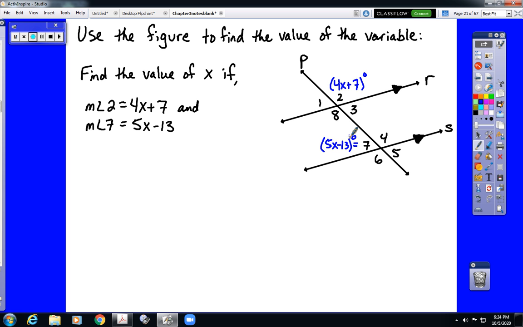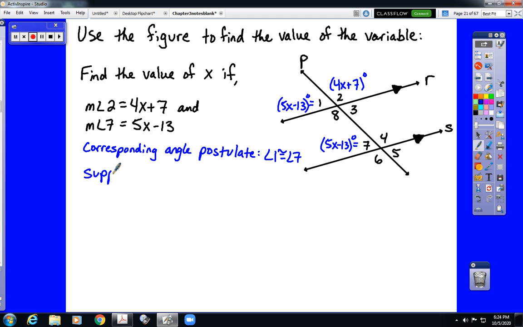Now 2 and 7 do not have any direct relationship with each other. However, the corresponding angle postulate says that since R is parallel to S, angle 1 is congruent to angle 7, which means angle 1 is also 5x minus 13 degrees. Then the supplement theorem would be our next step.